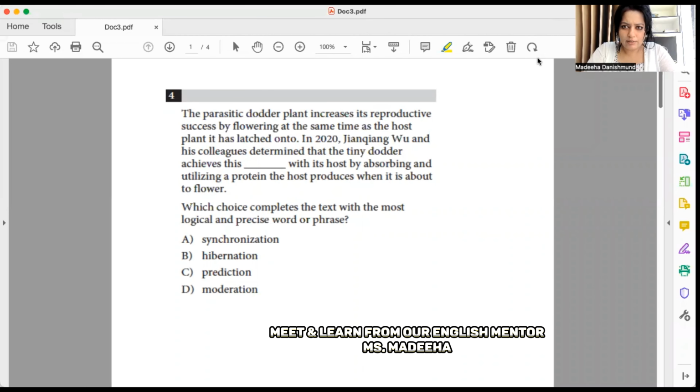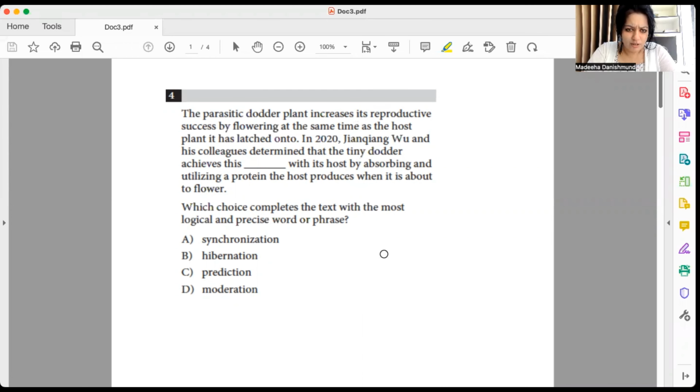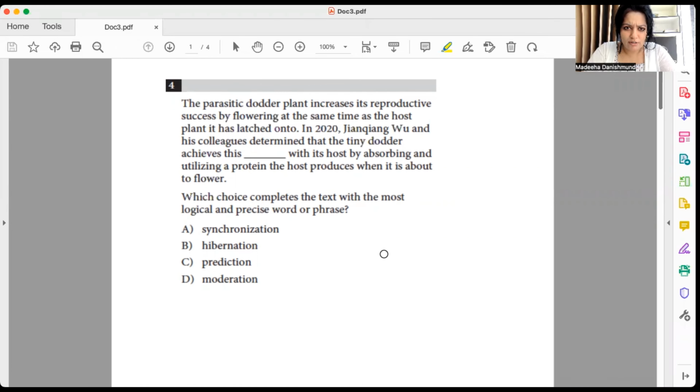All right, let's do this question now. The parasitic dodder plant increases its reproductive success by flowering at the same time as the host plant it latched onto. In 2020, this guy and his colleagues determined that the tiny dodder achieves this dash with its host by absorbing and utilizing a protein the host produces when it's about to flower.